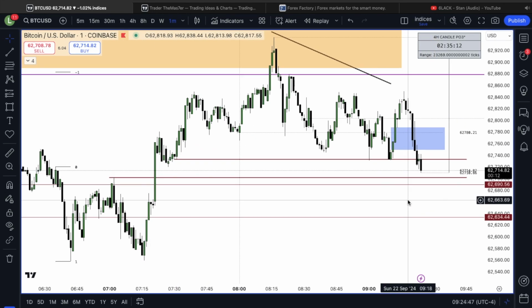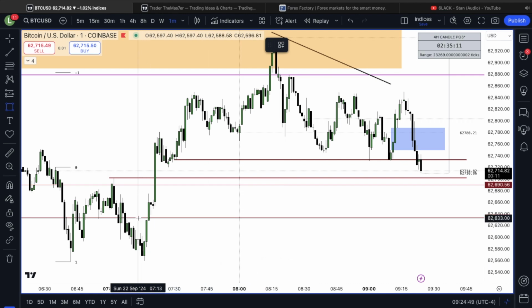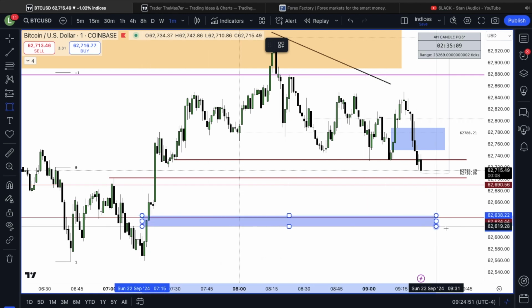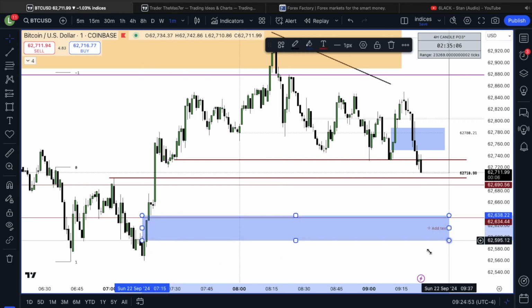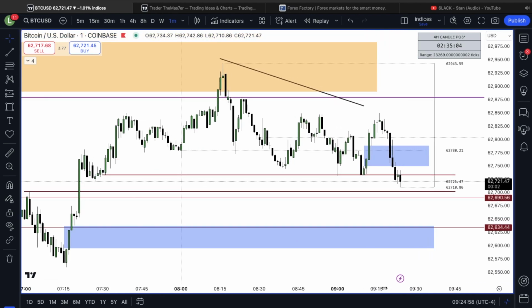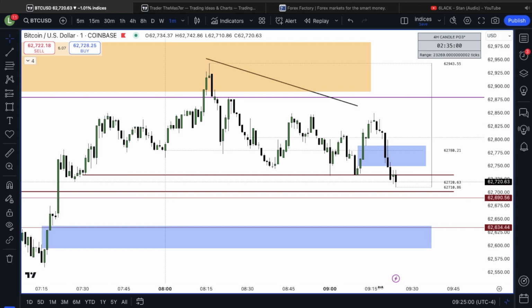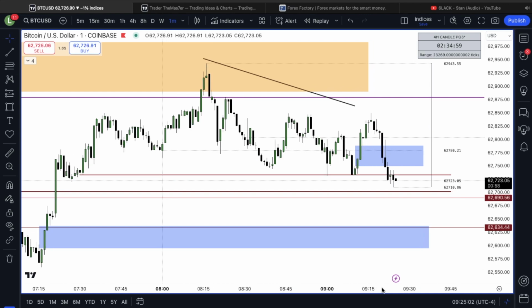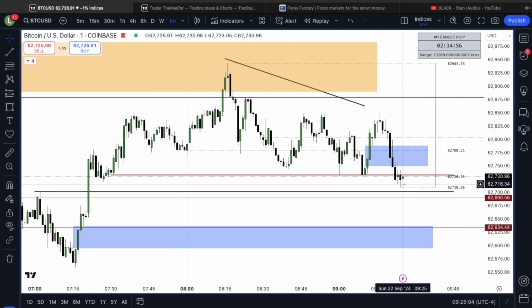Set up on Bitcoin here. Doesn't look too bad to stab a short here. It is before the opening bell, so in this case, I'd want to see the opening bell take price lower, essentially.